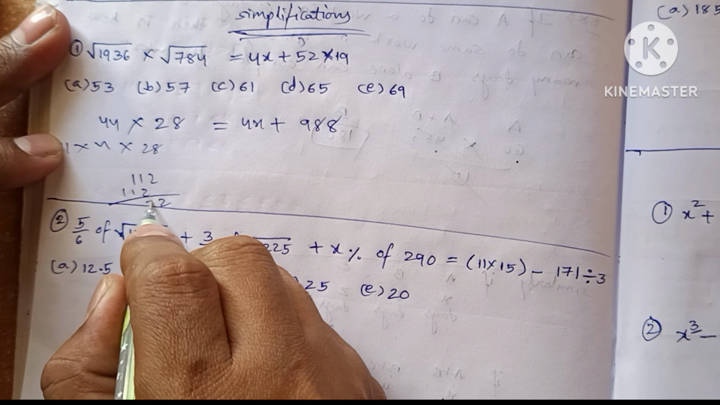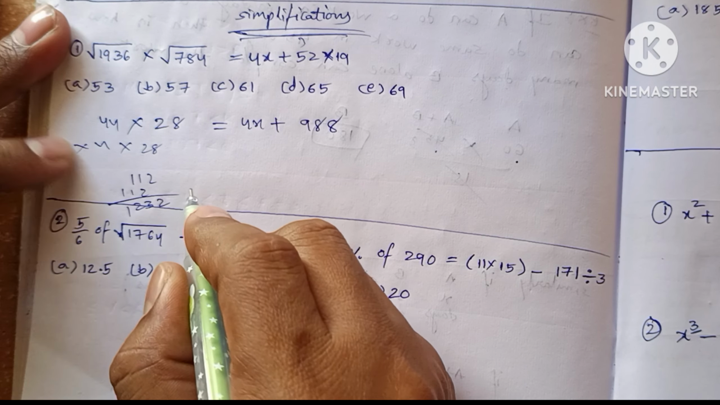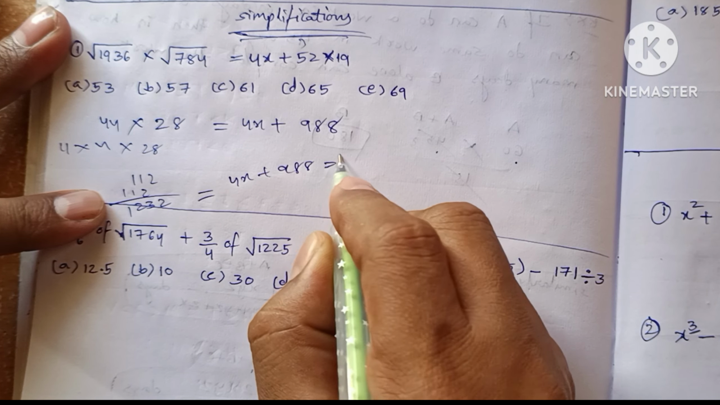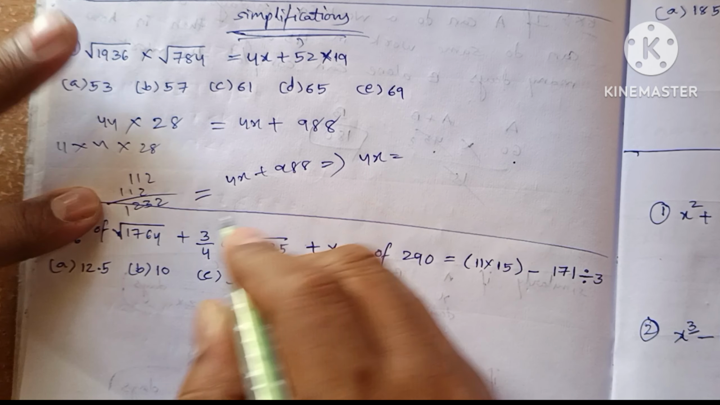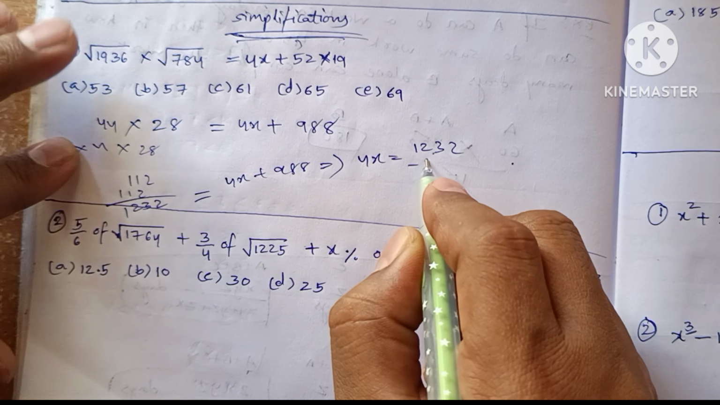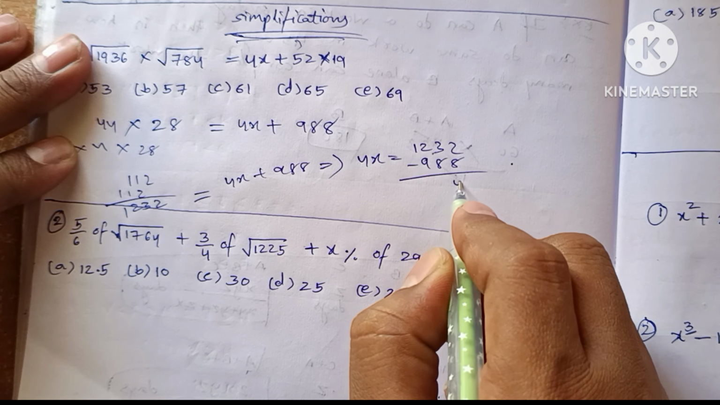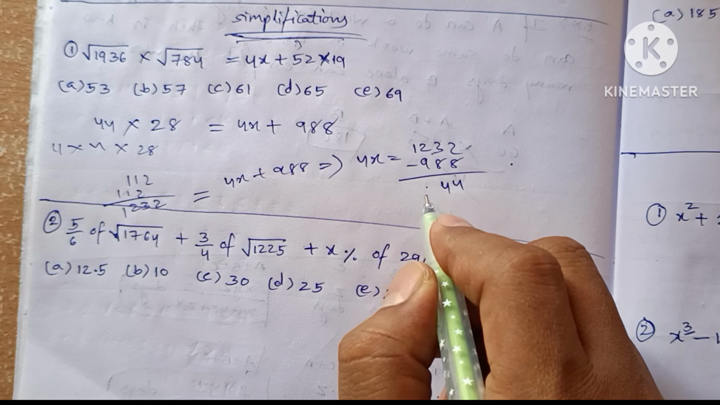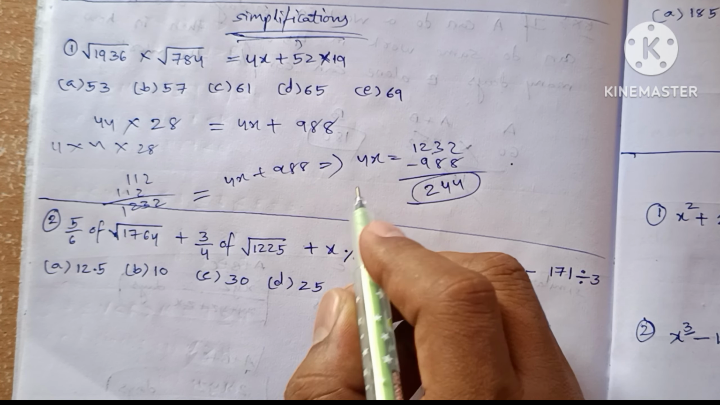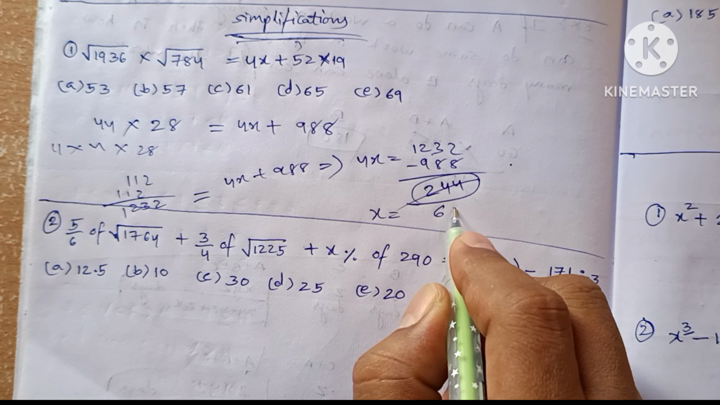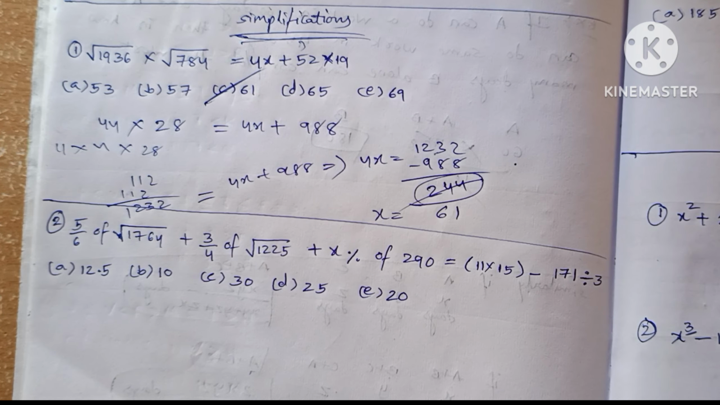112 into 11 means 1232. All equals 4x plus 988. Therefore 4x equals 1232 minus 988. We get 244. So x equals 61. Option C is our answer.